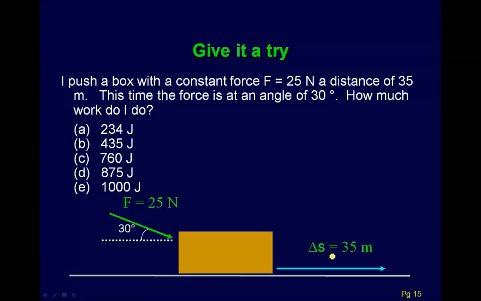In this case, you can think about your force as having two components: one component in the x direction, one component in the y direction. The way we think about this is that only the component in the x direction does work. This component of the force is what's making the box move. The other part is essentially wasted. And the answer I get is 760.